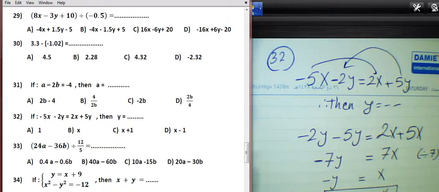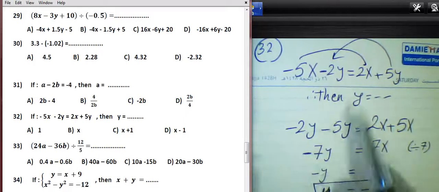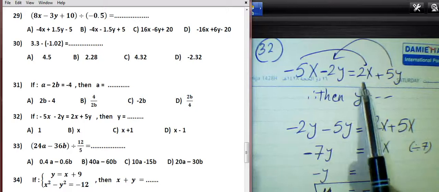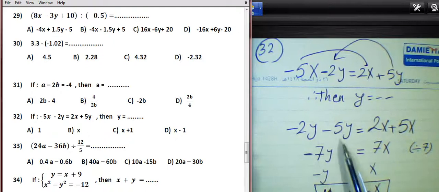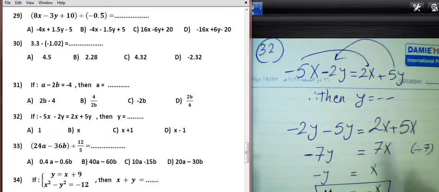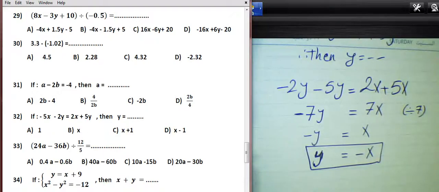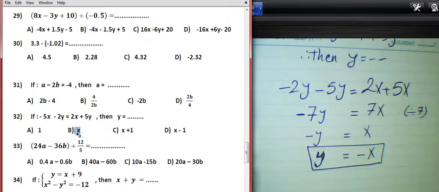Again, negative 5x subtract 2y equals 2x plus 5y. Negative 2y minus 5y equals 2x plus 5x. Then negative 2y subtract 5y equals negative 7y. 2x plus 5x equals 7x. You can divide it by 7. So negative y equals x, then y equals negative x. Okay, we must write here in question 32 negative x. Negative behind x. Okay.